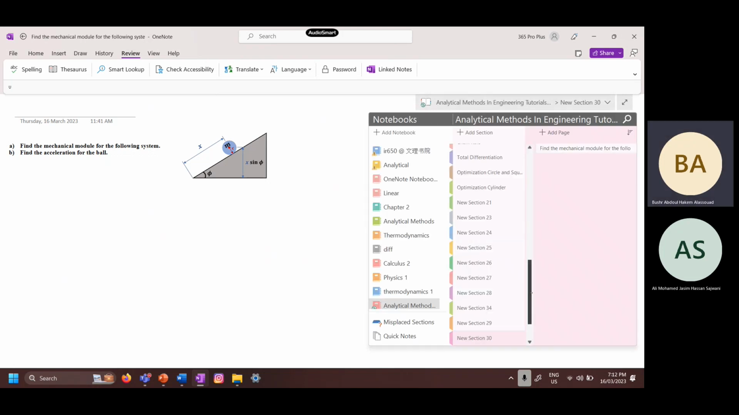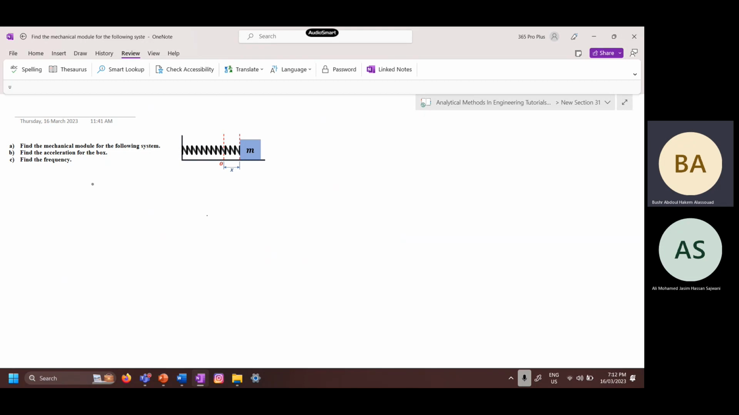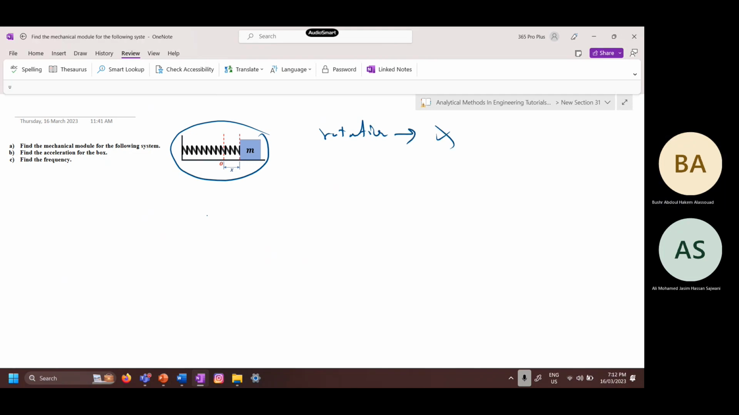I want to do something different. I said I want to keep the rotation for the last, so let's keep it for the last. Let's go to the spring problem. Okay, we have a spring. Look at the whole system. Do you have any rotation? There's no rotation. What do you have here? Do you have a change of height? No, there's no change of height, no elevation.